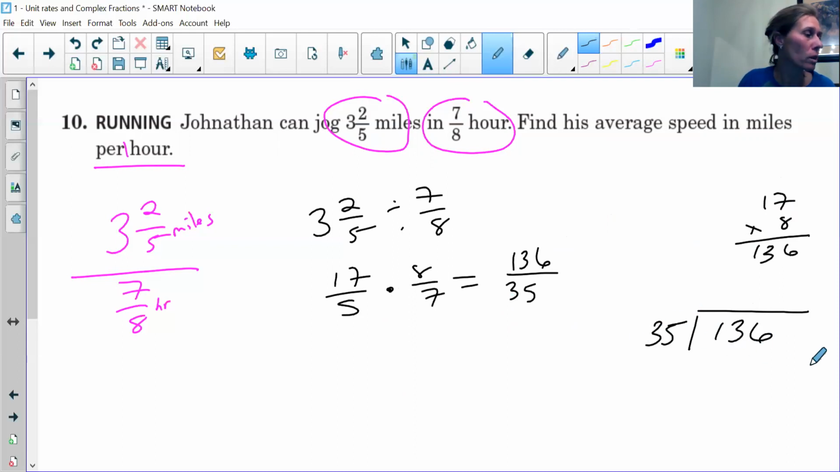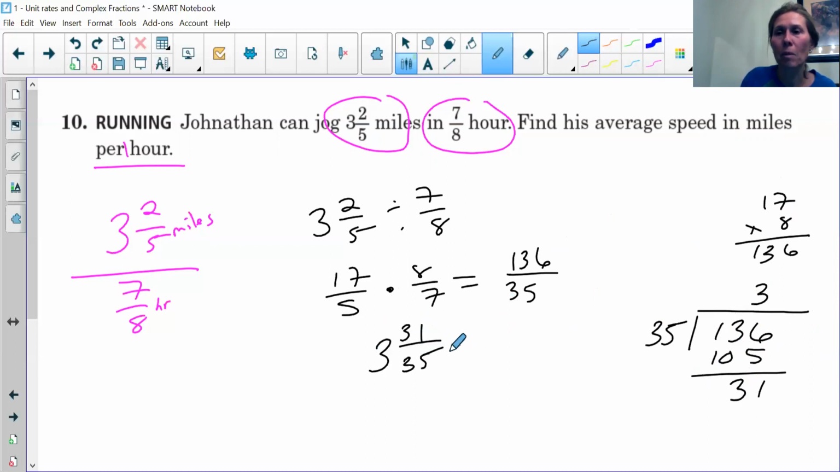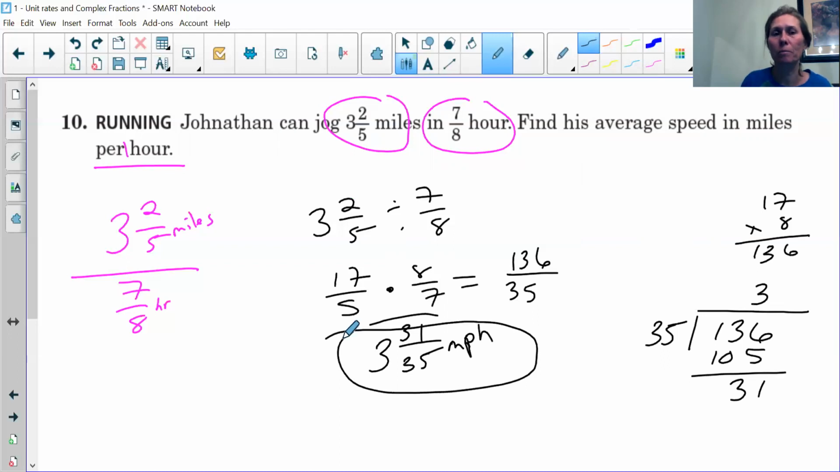35 goes into 136 three times. That's 105, subtract, and I get 31. So it's going to be 3 31/35 miles per hour.